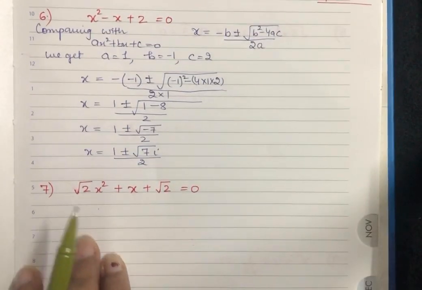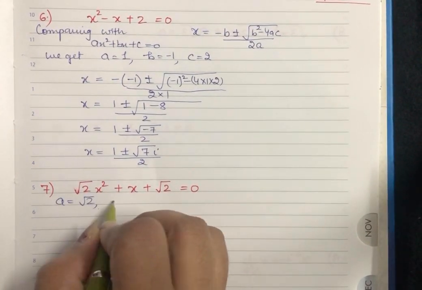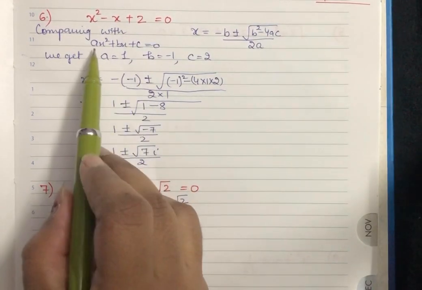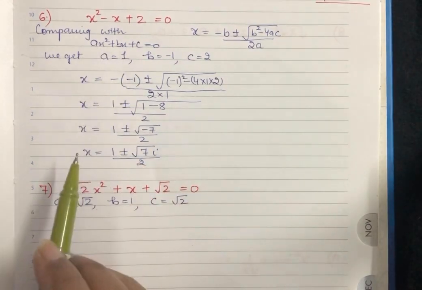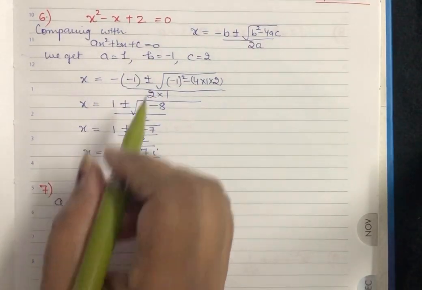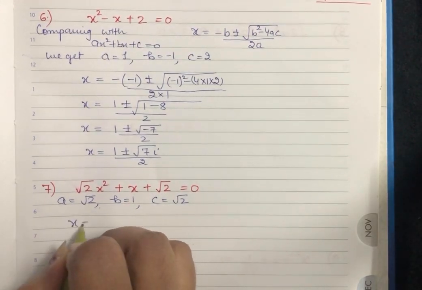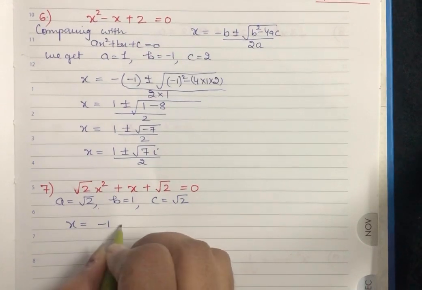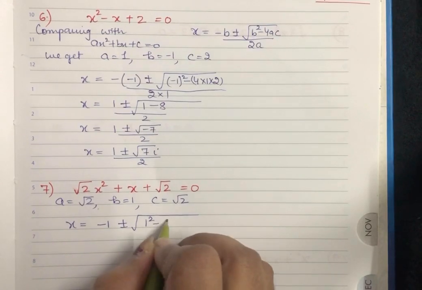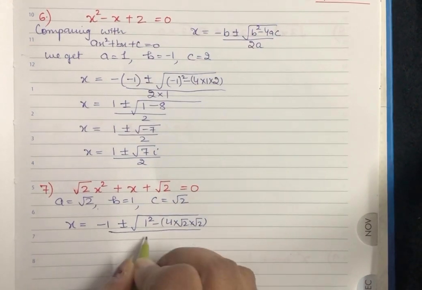Now similarly in the 7th question, here a is equal to under root 2, b is equal to 1 and c equal to under root 2. Again if we compare it with ax square plus bx plus c, what we get? Coefficient of x square a equal to under root 2, coefficient of x b equal to 1 and constant term c is under root 2. So here again x will be minus b, that will be minus 1 plus minus under root b square minus 4ac upon 2a.